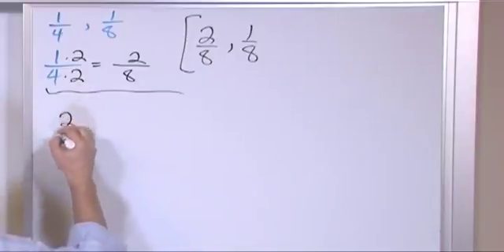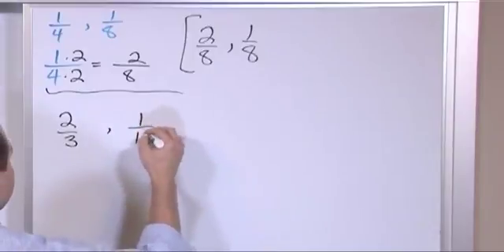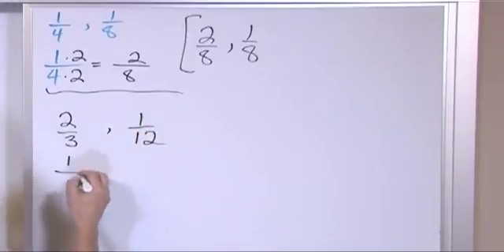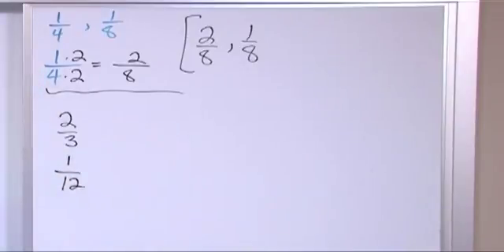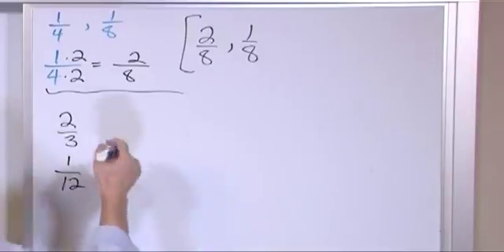What about 2/3 and 1/12? How can I do that? Actually, let me write it like this, 1/12. I'll write it below. Okay, so I want to find a common denominator between these two fractions. Well, I know right away that I can take 3 and multiply by 4 to give me 12.